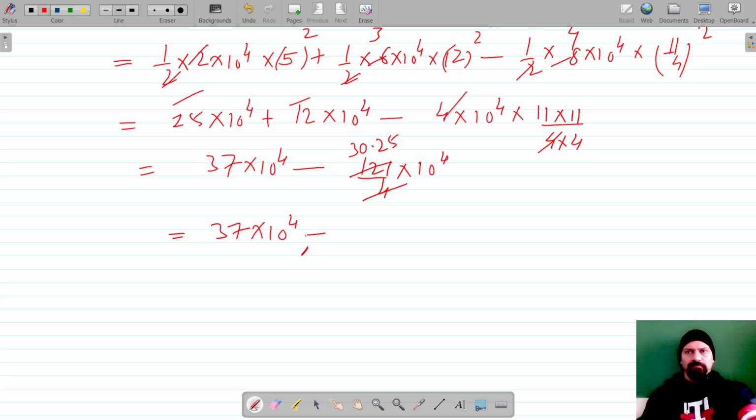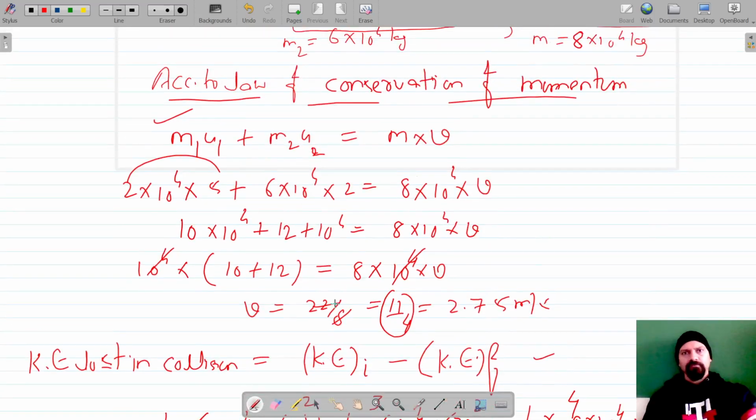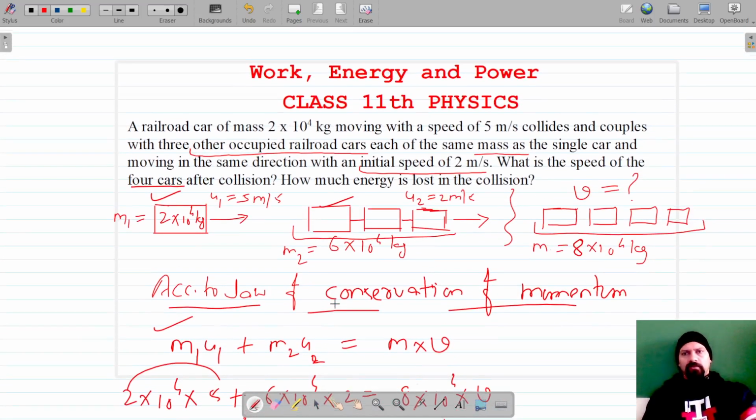So this is now equal to 37 × 10^4 minus 30.25 × 10^4. Now 10^4 is common, which gives me 37 minus 30.25 times 10^4, which is equal to 6.75 × 10^4 joules. So this much kinetic energy is lost in the collision. Thank you for watching.